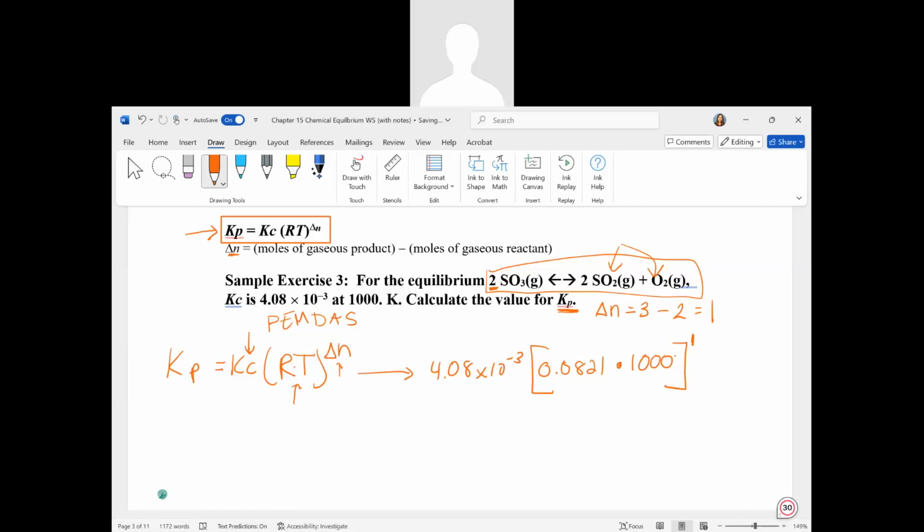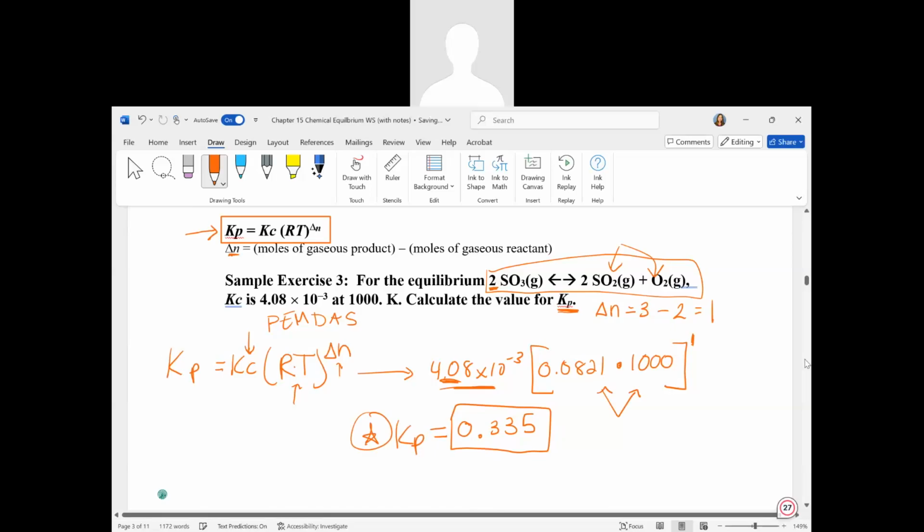So let's now do what's inside the parentheses here. We'll multiply that first, raise it to the first power, and then when we multiply by Kc here, we should get a value around 0.335. That looks good because the only value that we were given also had 3 significant figures. So again, this would be our Kp that we solved for. These constants are unitless, so this is our final answer down below.